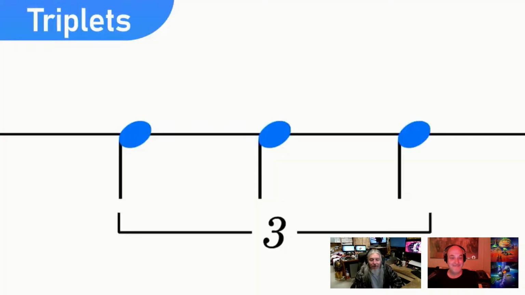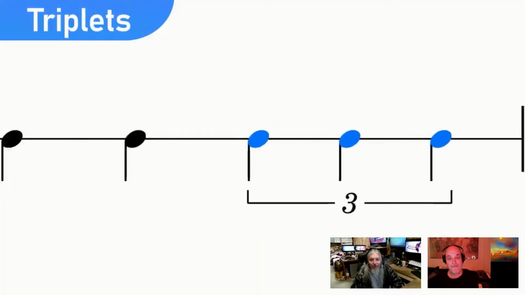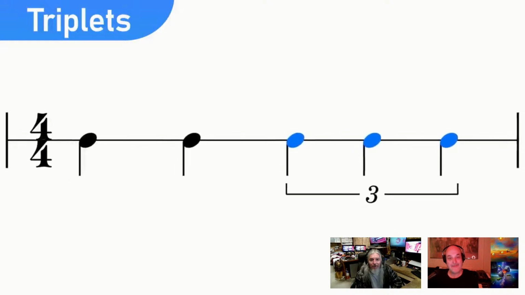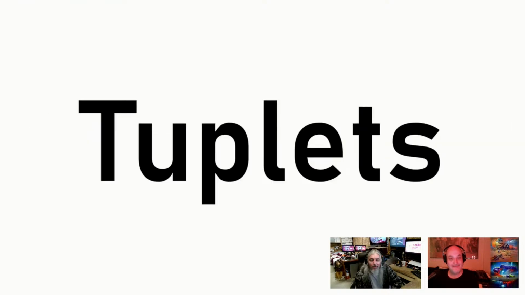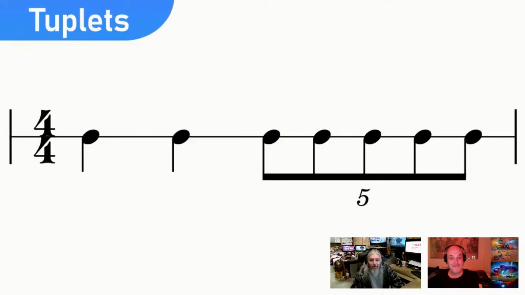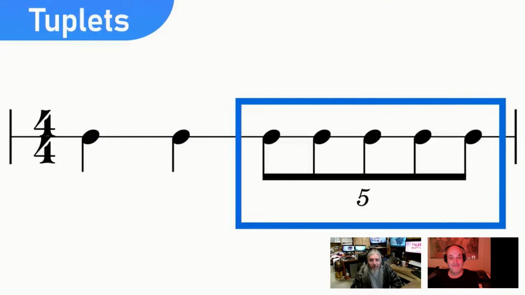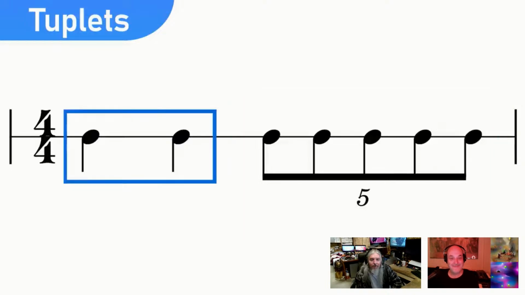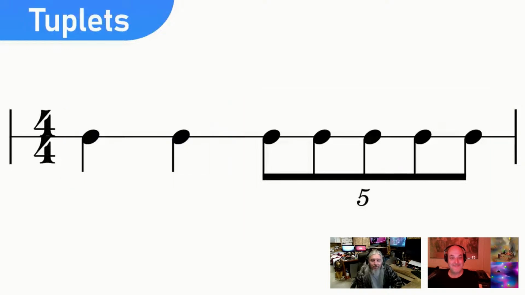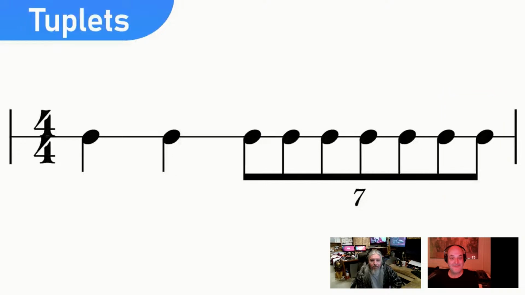Now earlier I mentioned triplets. Triplets are when we squeeze 3 notes into the space where there would usually only be 2 notes. Sometimes people remember the sound of triplets by going triplet, triplet for the 3 hits. Triplets are a form of what we call tuplets. A tuplet is just any time that we have to fit a different number of notes into a space from what would usually go there in the particular meter that we're in. So you could have quintuplets or septuplets.